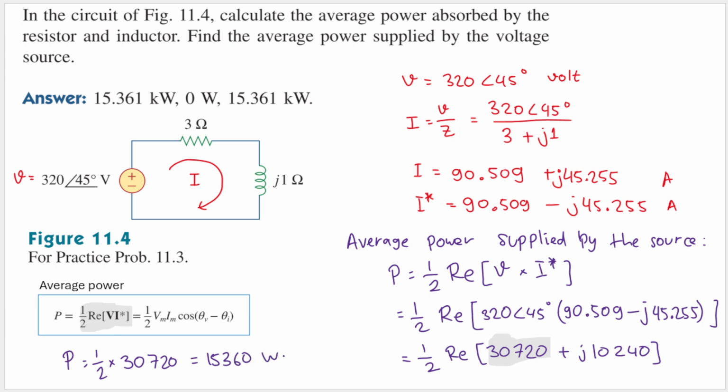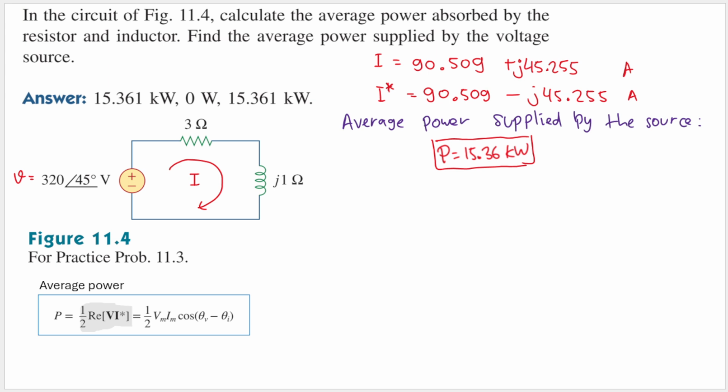15,360, and the unit here is watt, and I think we can convert it into kilowatt, so we match the answer here. So the P here is equal to 15.36 kilowatt. Okay, and this is the average power supplied by the source. Okay, we still have another question from this problem, so we need to clean up that first. Okay, now let's calculate the average power absorbed by the resistor and the inductor. Okay, maybe let's do the resistor first.